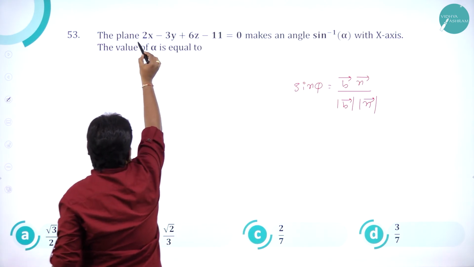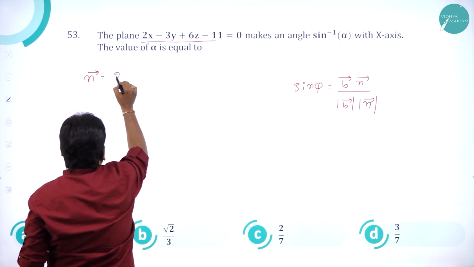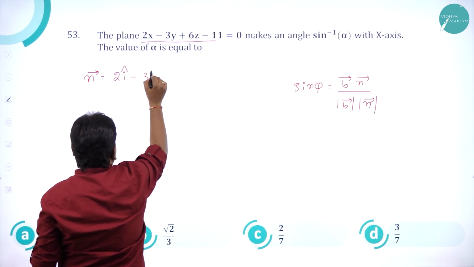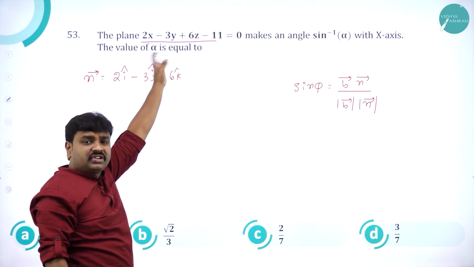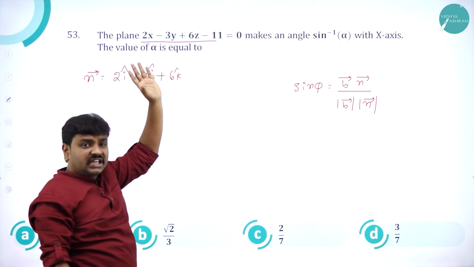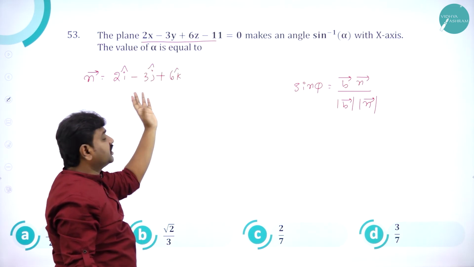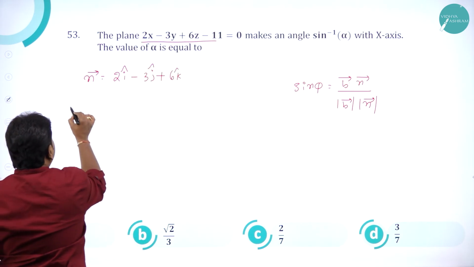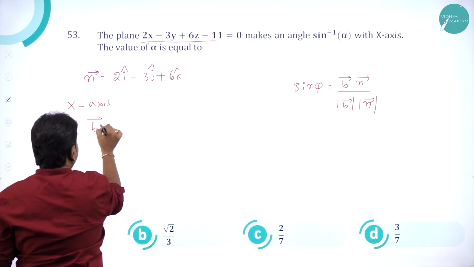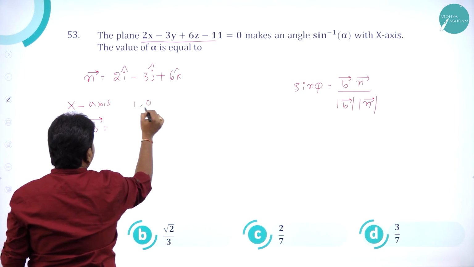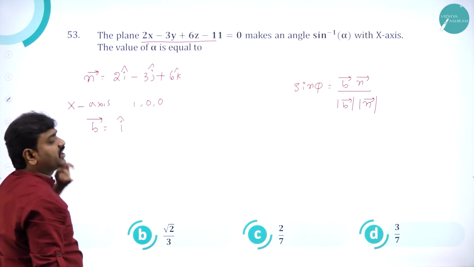So plane is 2x, 3y, this. From the plane you can write n. What is n? N is what? 2 i cap minus 3 j cap plus 6 k cap. You know, it is in the form ax plus by plus cz. So a, b, c are called direction ratios of normal. So for coefficients 2, minus 3, 6, if you put i, j, k, you will get normal to the plane. And line they give x-axis. Is x-axis a line or not? And you know direction ratios of x-axis are 1 0 0. So therefore this will become i cap. So vector b is just i cap.